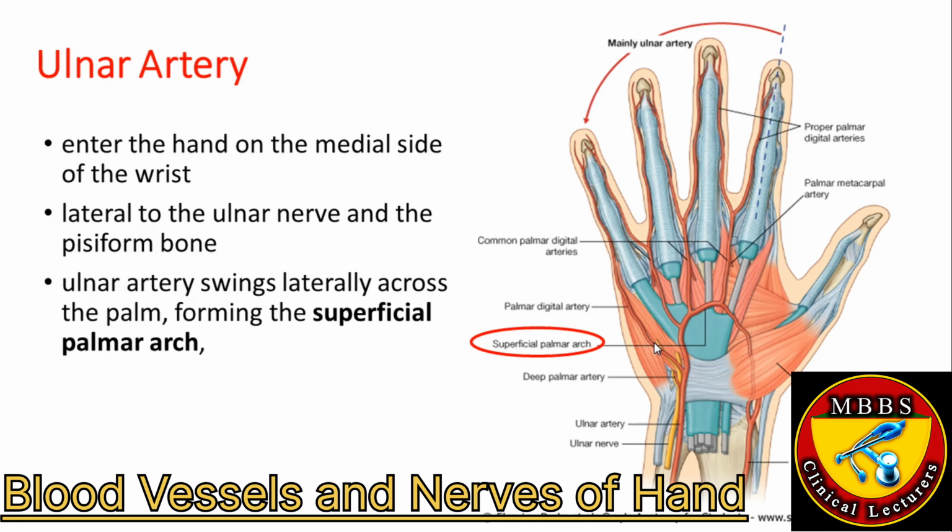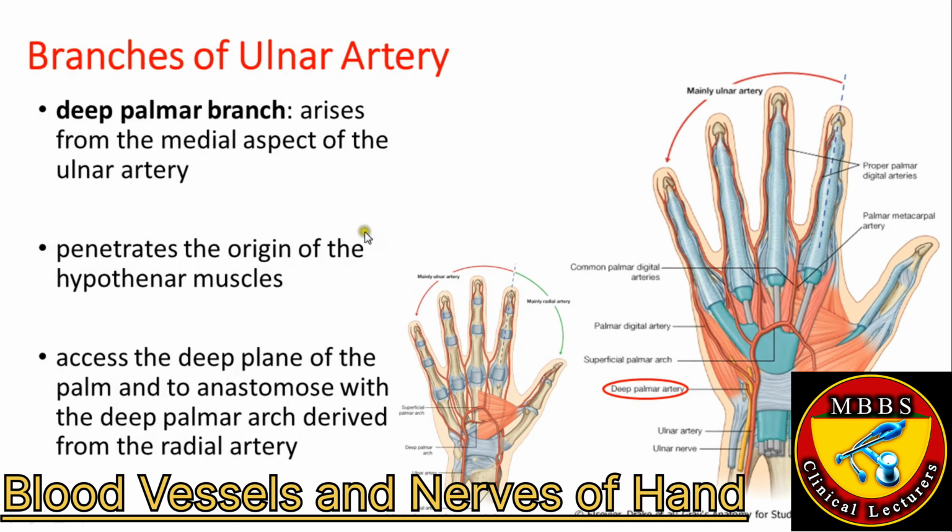Now the ulnar artery enters the hand on the medial side of the wrist. You can see over here, this is the ulnar artery. It enters the hand on the medial side of the wrist, lateral to the ulnar nerve and the pisiform bone. This is the ulnar nerve, this is lateral to the ulnar nerve, and the pisiform bone just below that one. And the ulnar artery swings laterally across the palm, forming the superficial palmar arch.